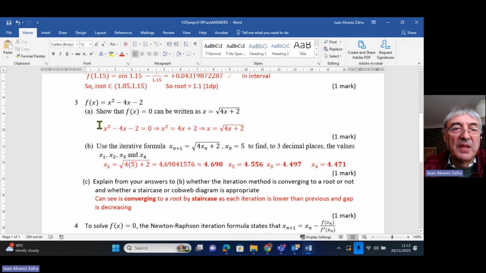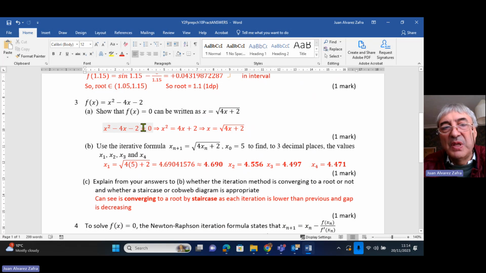Question 3, we're asked for a function, this quadratic here. We want to show that when it's equal to 0, we can rearrange this function from being x squared minus 4x minus 2 equals 0 to being x equals the square root of 4x plus 2. Now, this is a common question when we're asked to use the x equals g of x method, because not all possible rearrangements will give us an iterative formula that works.